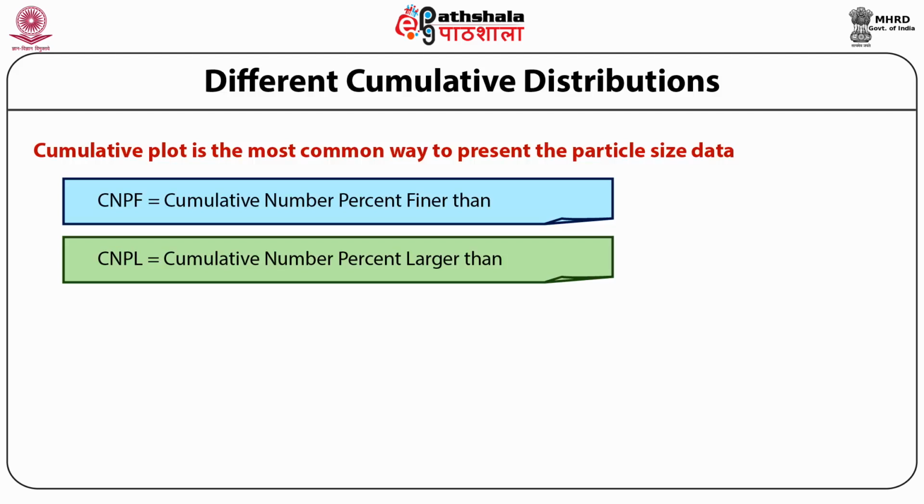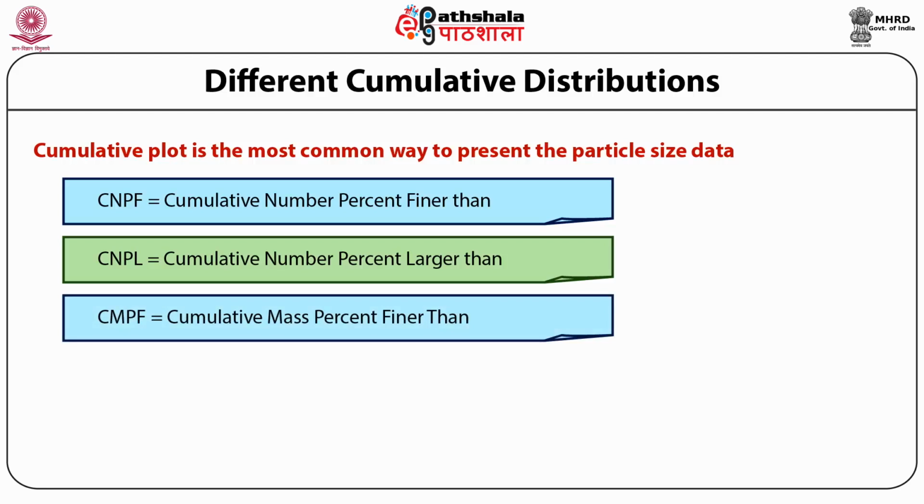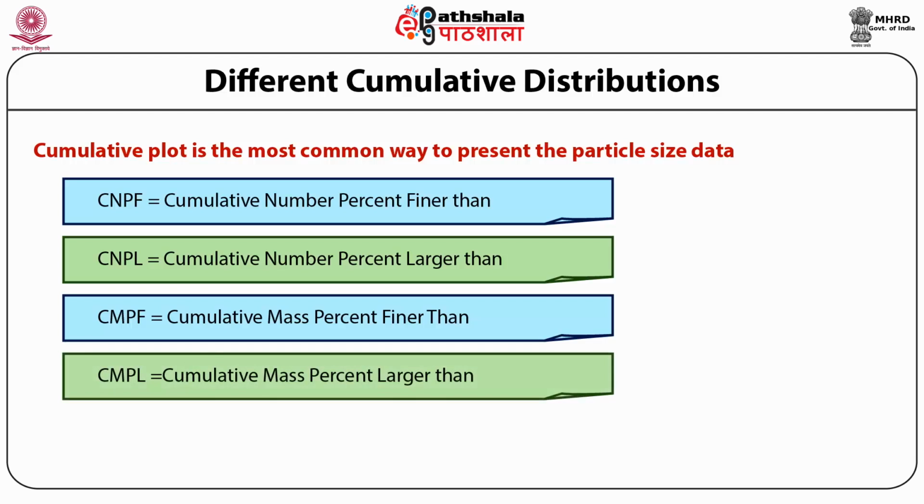If the density of all the particles is the same, then the data should be identical whether presented as diameter versus mass or diameter versus volume. When the data is presented as diameter versus mass of particles, say the mass of powder retained on a sieve, then the resulting plots will be CMPF, that is cumulative mass percent finer than, or CMPL, that is cumulative mass percent larger than plots.